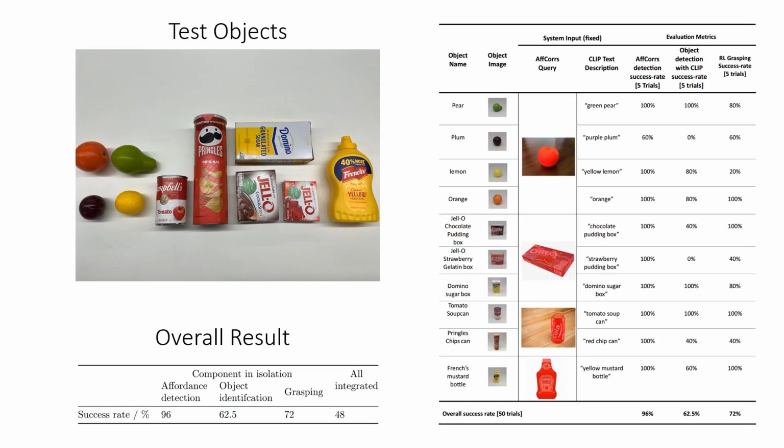Finally, we show a summary of the experimental results. We tested on a set of 10 YCB grocery objects with a success rate of 96% for affordance detection, 62.5% for object identification, and 72% for grasping, with these components tested each in isolation. Together, the system achieved a 48% success rate for grasping novel objects in cluttered scenes.